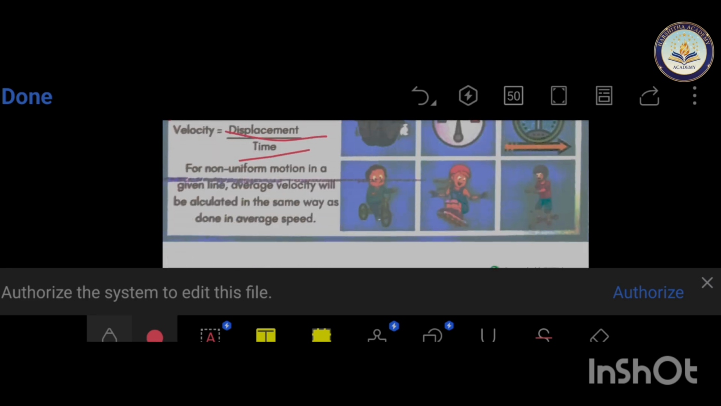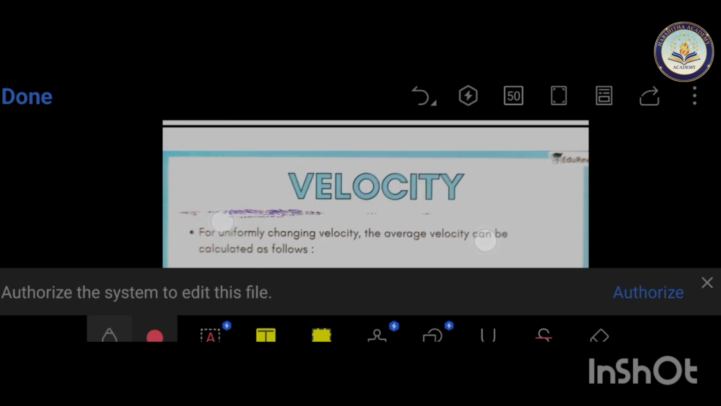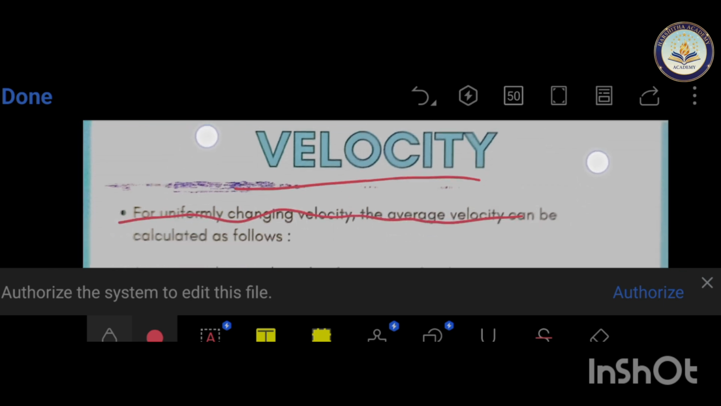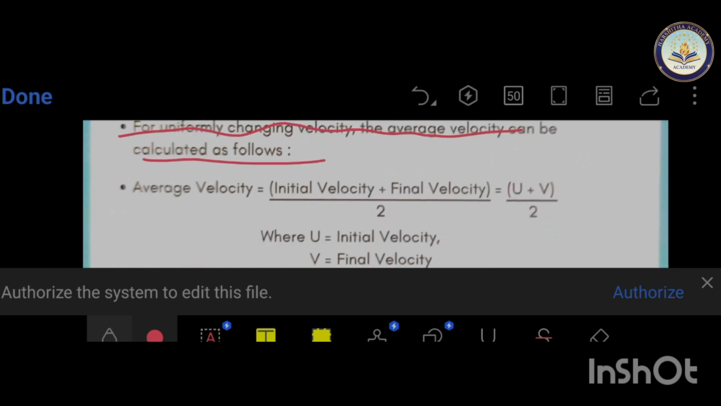For non-uniform motion, the velocity will be calculated in the same way as done for the average speed. For uniformly changing velocity, the average can be calculated as initial velocity plus final velocity by 2, means v plus u by 2. It is the average velocity.